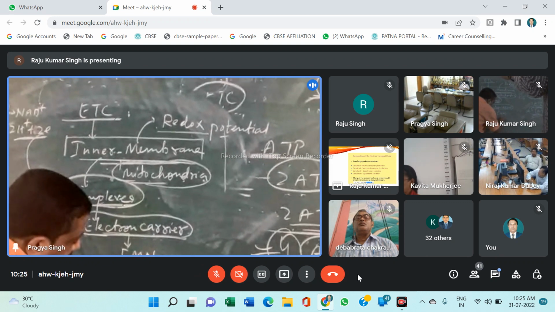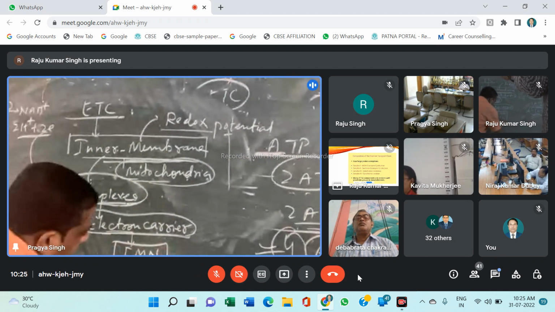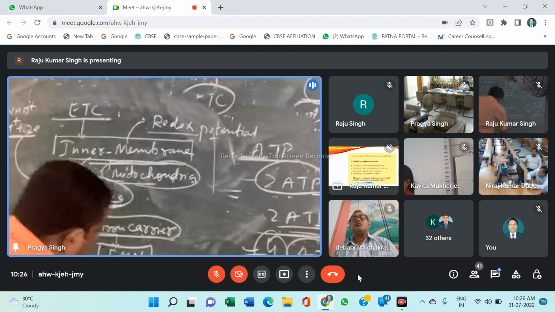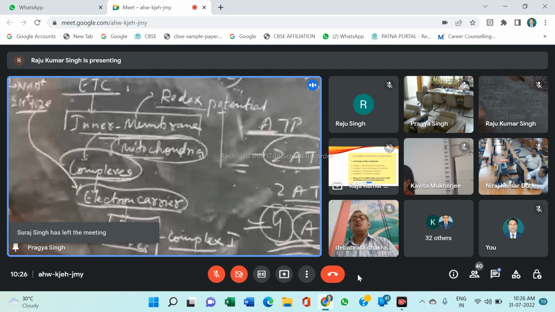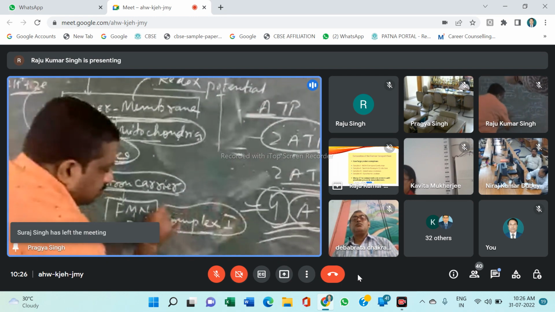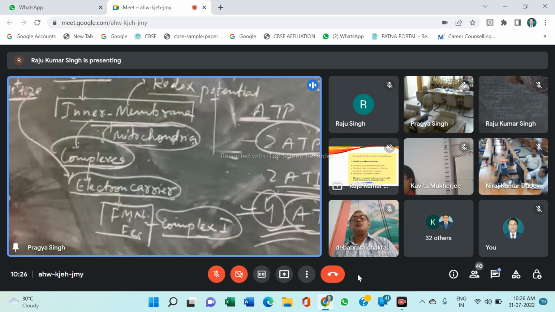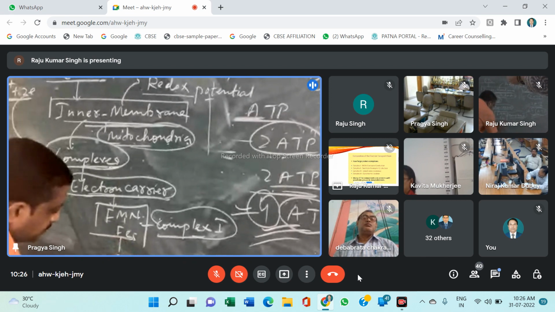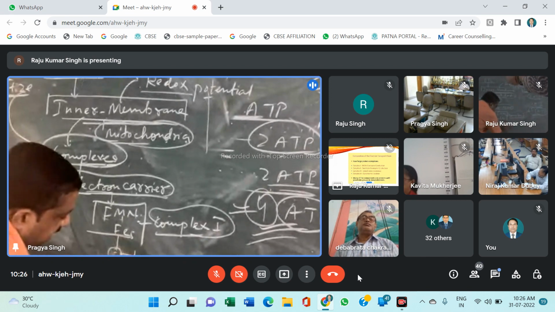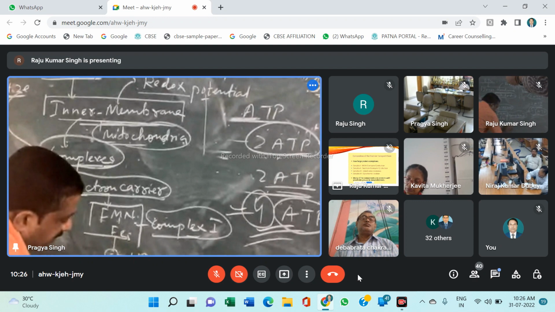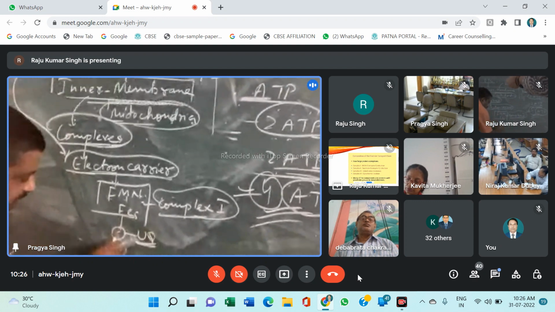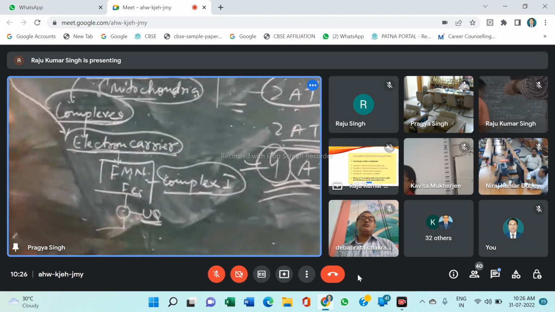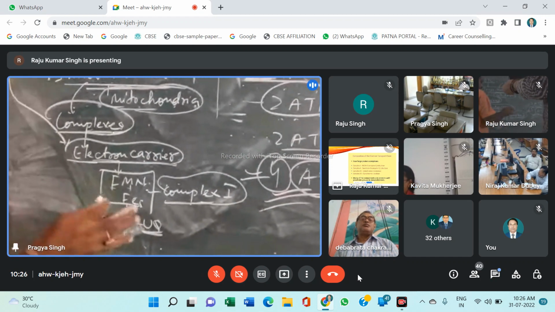FMN and FeS are present in complex 1, which is also known as NADH dehydrogenase complex. These are your electron carriers. Again, we have another electron carrier, ubiquinol, UQ. When talking about mobile carriers, this is related to the other complexes, such as complex 3.